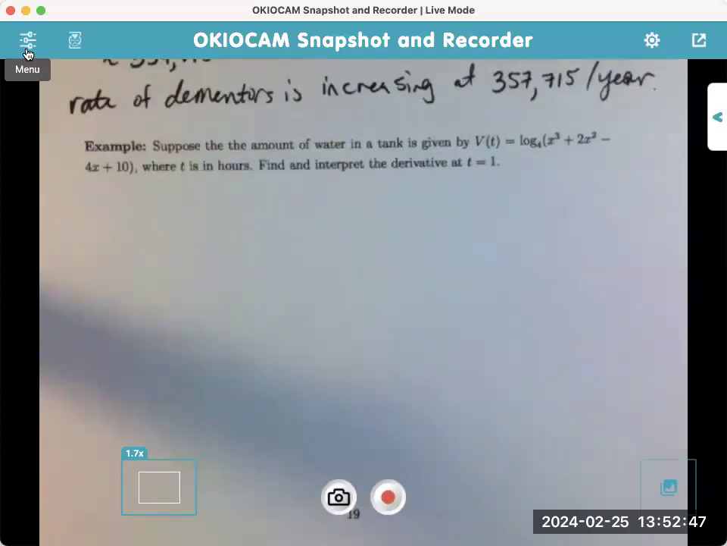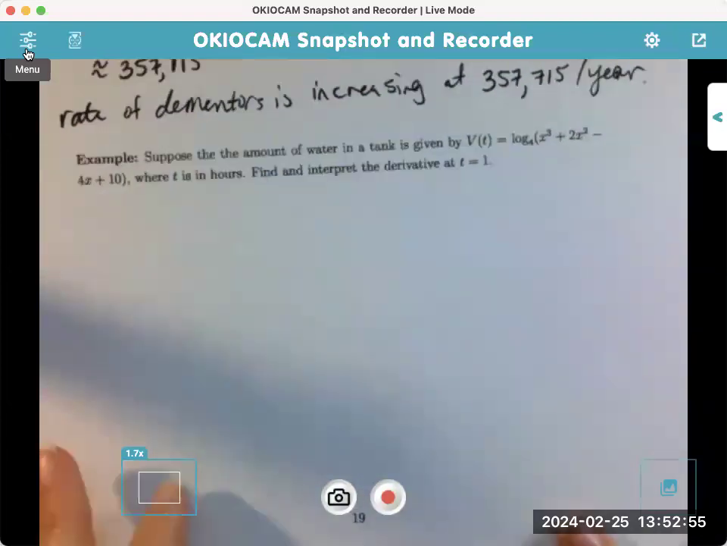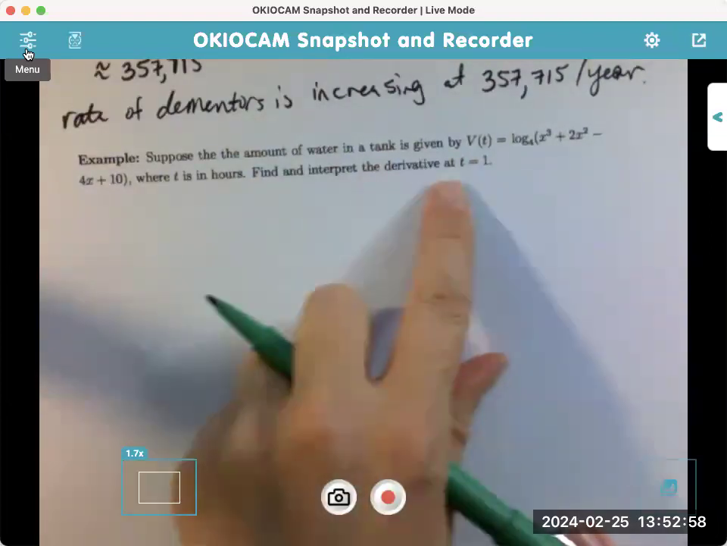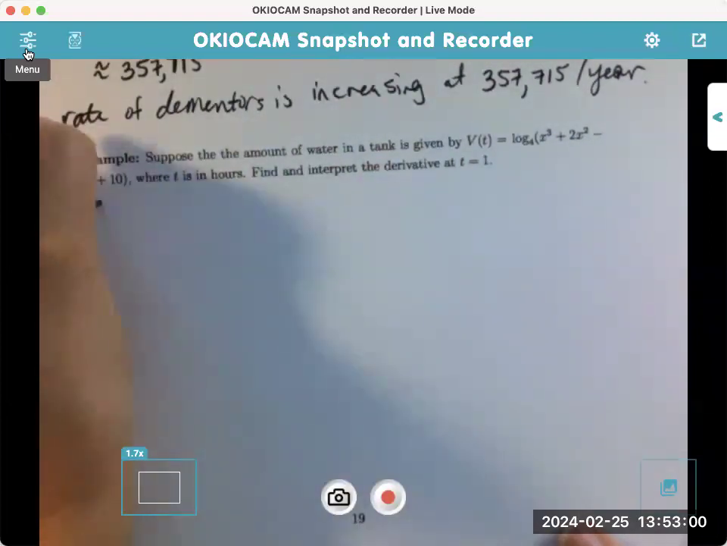Volume. Oh, I need to put in units. I don't know if it's liters, gallons, who knows? But okay, we'll get there. So find and interpret the derivative. So that means just find V prime of t.